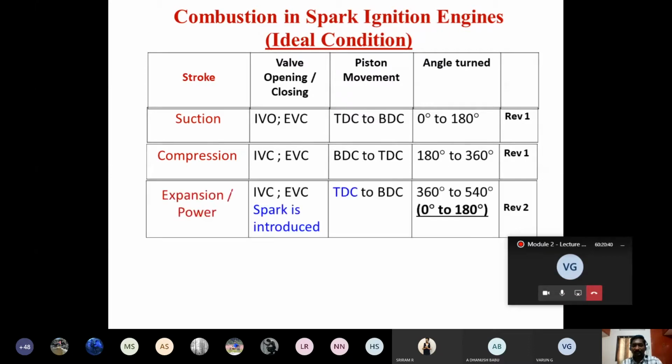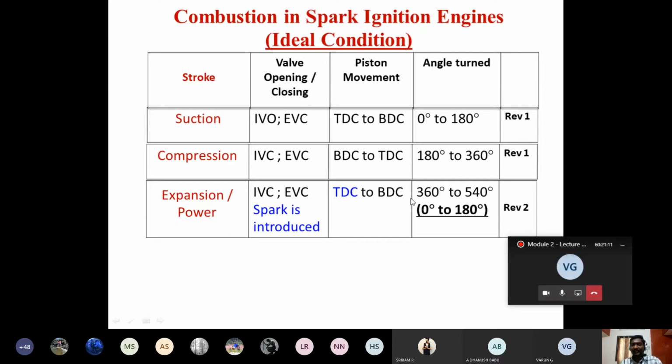What is the third stroke? Expansion stroke, or power stroke, right? So during this stroke, which valve will be open? None of the valves will be open. Both the valves are shut. And what about the movement of the piston? The piston will move from TDC to BDC. Before that, the spark has to be introduced. For ignition, the spark has to be introduced. Only then does the ignition start and combustion take place.